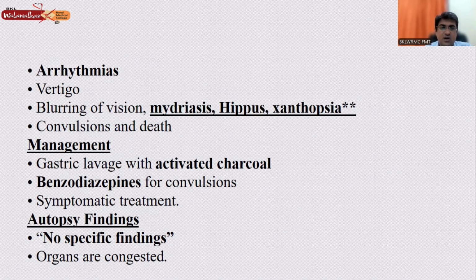Then management: how will you manage the case? Give a gastric lavage with activated charcoal. Then benzodiazepines for convulsions, then symptomatic treatment. In this plant, there are no specific autopsy findings. Organs are mostly congested in nature. That's it. So this plant is also called the ideal homicidal poison.